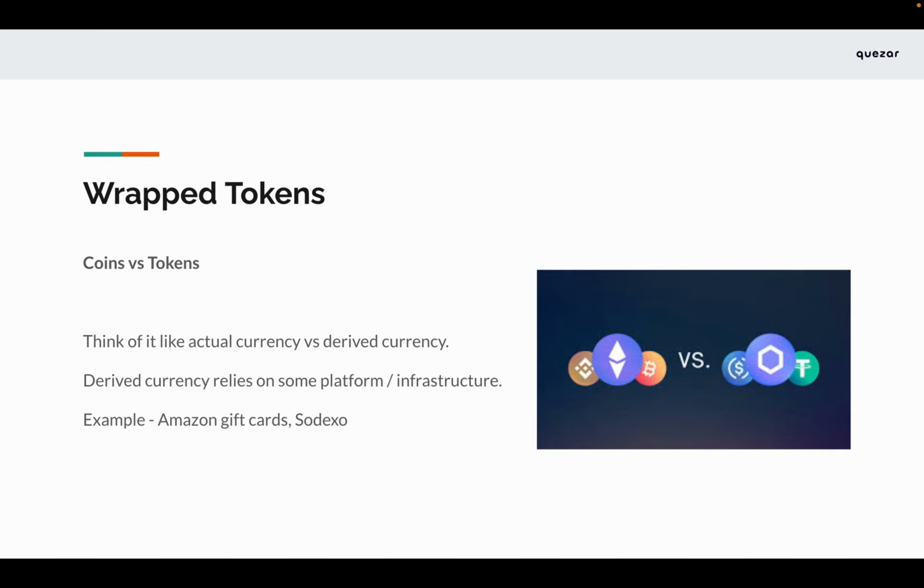And these gift cards are derived from the actual fiat currency by the platform for their own benefit. You can use these derived currencies on specific platforms only. For example, you cannot use Amazon gift cards on Uber or Uber gift cards on Amazon. Similarly, you cannot cash out your Sodexo balances into your account. So that would be a very good mental model for you to understand the difference between coins and tokens.